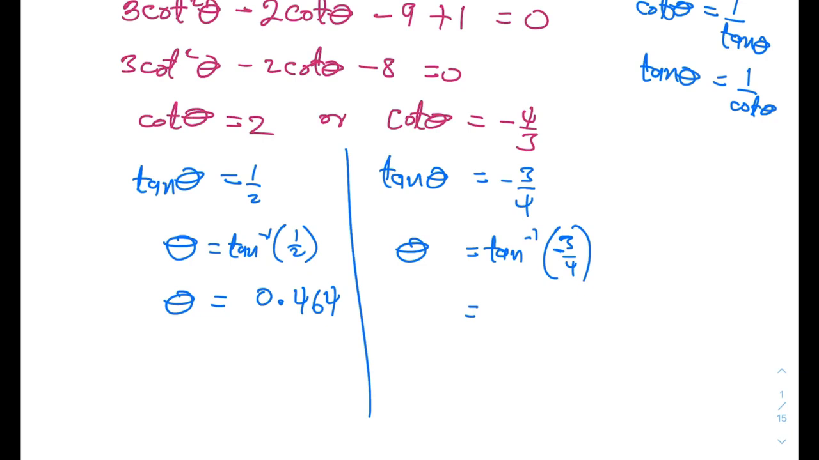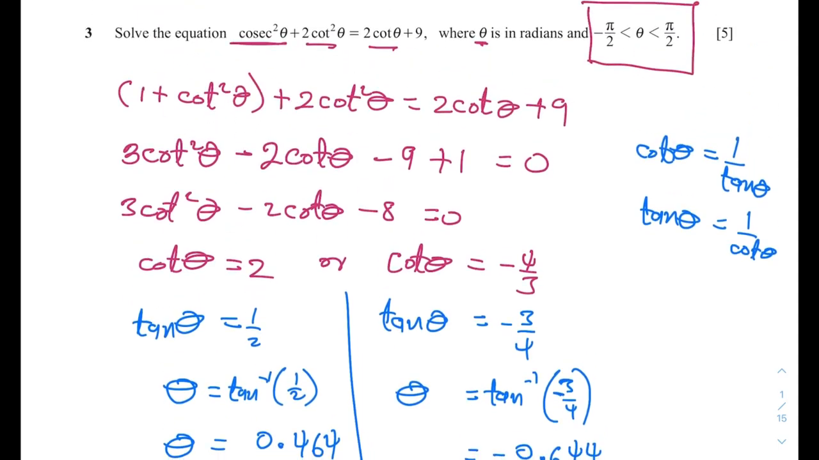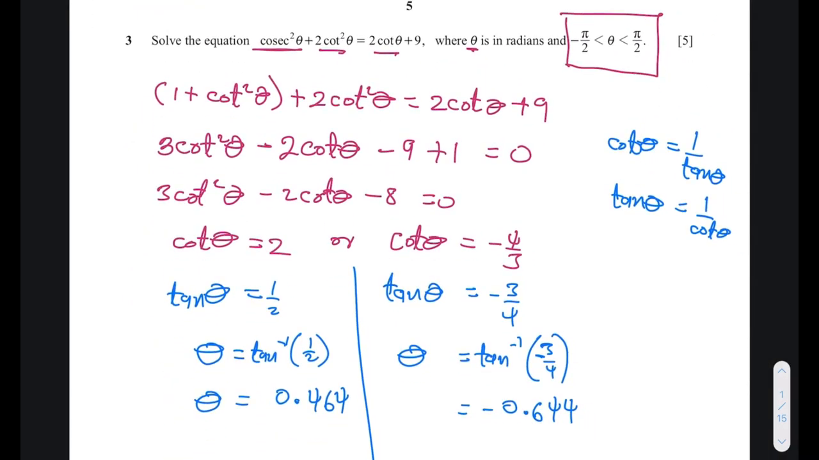And then for this one you have tan inverse of negative 3 over 4, and that gives us negative 0.643 SF. Now remember that they said we should solve within this.